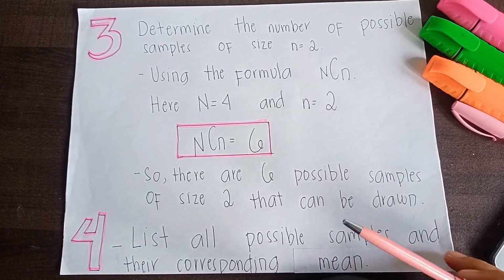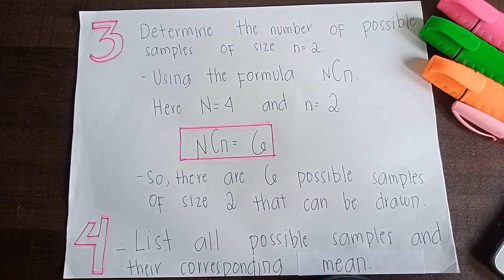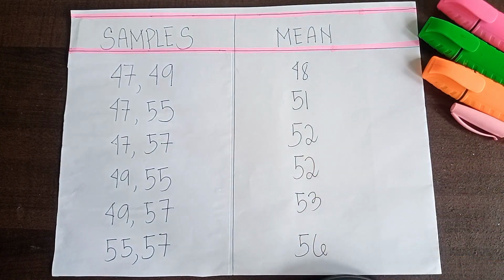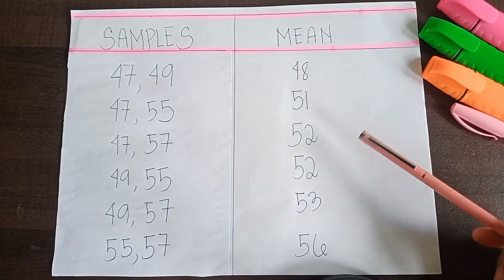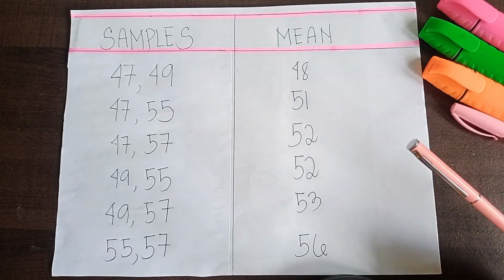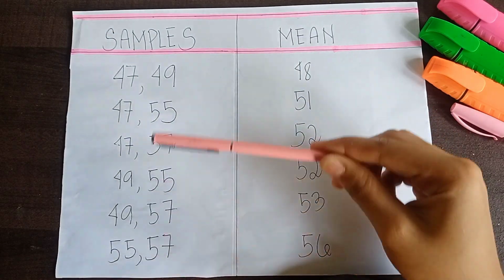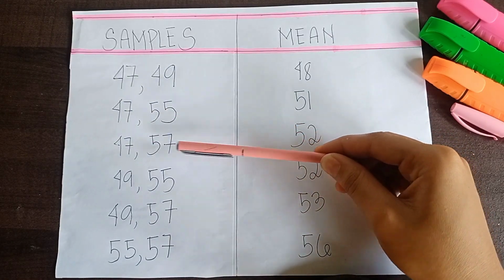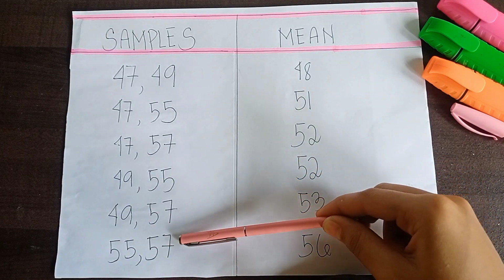Now let's proceed to step 4. List all possible samples and their corresponding means. We will create a table with 2 columns. The first column contains the possible samples and the second column contains the corresponding means. Based on step 3, we will have 6 possible samples of size 2. So here it is: 1, 2, 3, 4, 5, 6. 47 and 49, 47 and 55, 47 and 57, 49 and 55, 49 and 57, and 55 and 57.